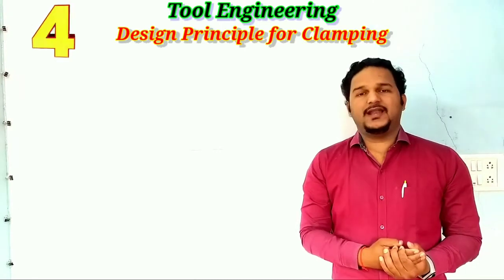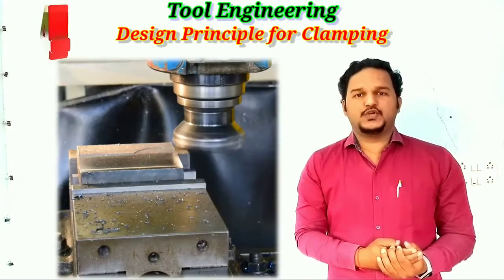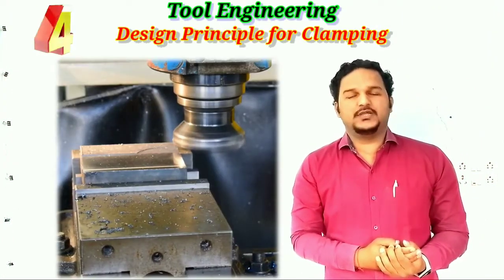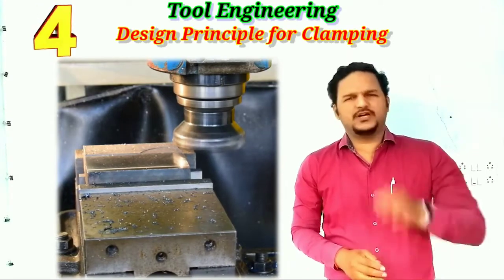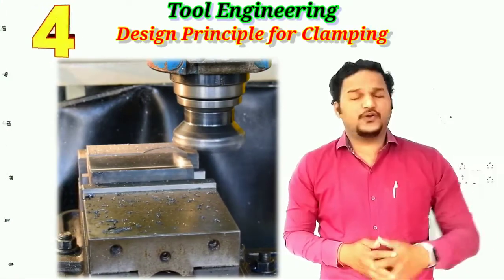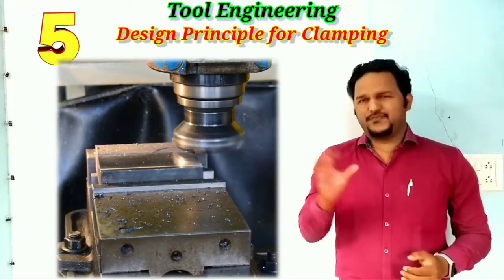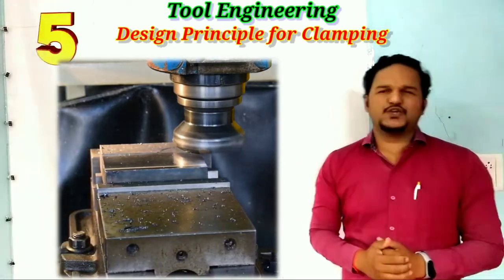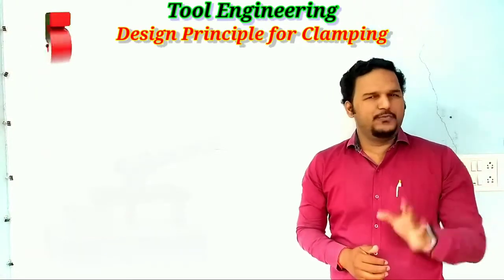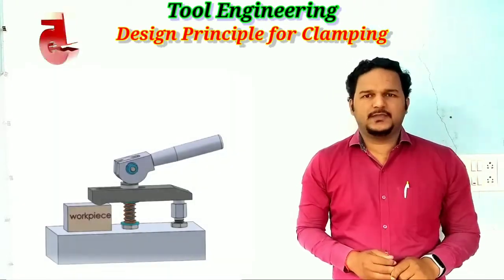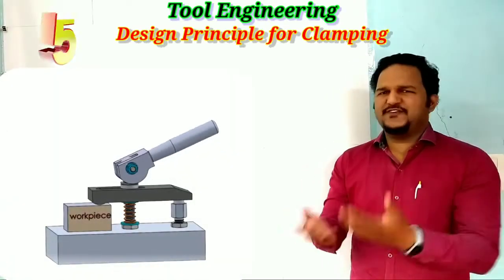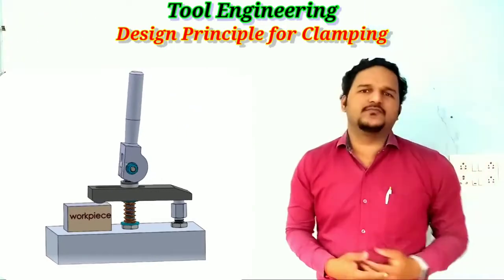Fourth point, the clamping and cutting forces should be directed toward the locating pins. Otherwise, the workpiece may get bent or forced away from the locating element during machining. Fifth point is very important. Clamping should be simple, foolproof, and quick. Complicated clamps lose their effectiveness as they wear out.